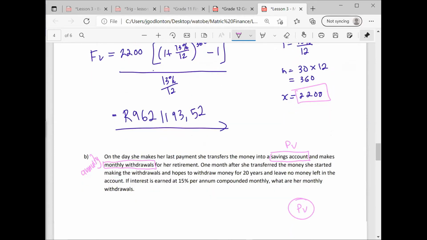Yes, ma'am. Okay. All right, so in B now, we know that we're dealing with a savings account and we know that we're dealing with an annuity. Okay, so we've got a present value annuity situation.